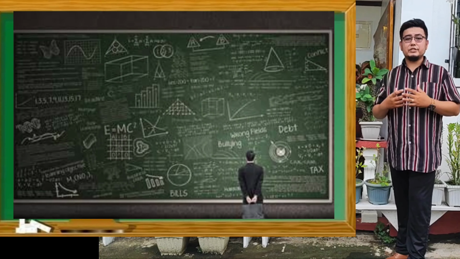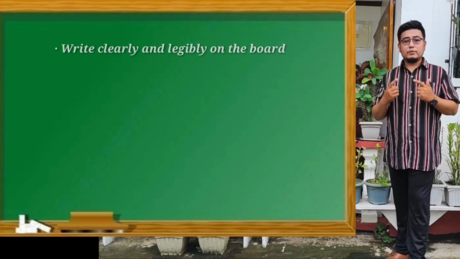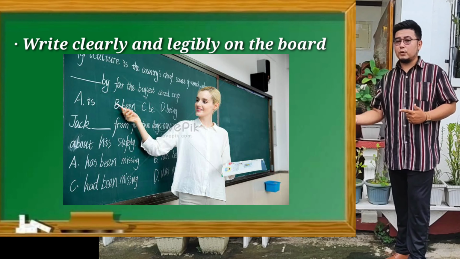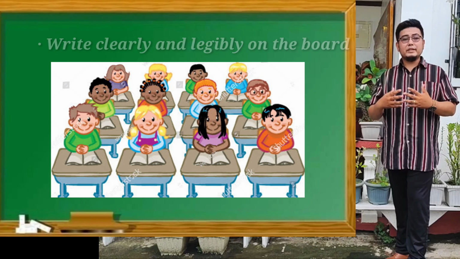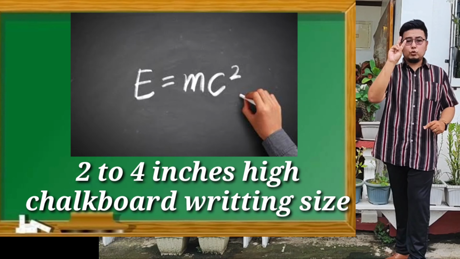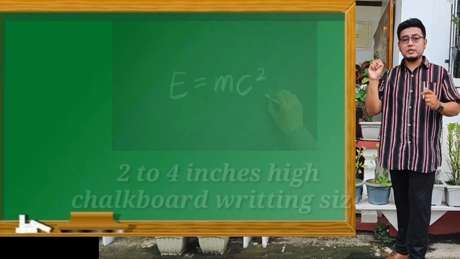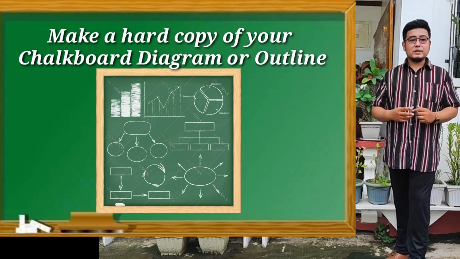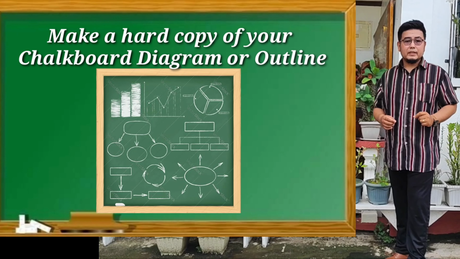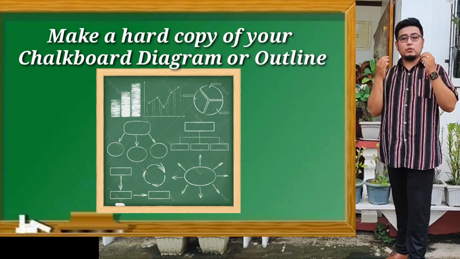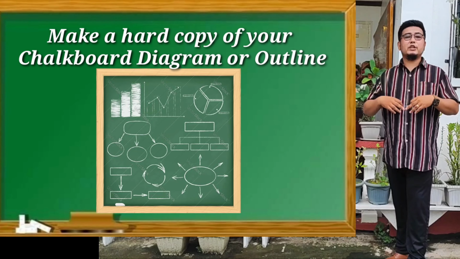These are the procedures and techniques in maximizing the use of the chalkboard. First, write clearly and legibly on the board. Take note that there are children in the last rows, and make your writing size 2 to 4 inches for high legibility, and make sure your penmanship is comprehensible. Next, make a hard copy of your chalkboard diagram or outline. It will serve as a guide to visualize the content and layout of activities, lessons, and subject matter to be presented on the chalkboard.